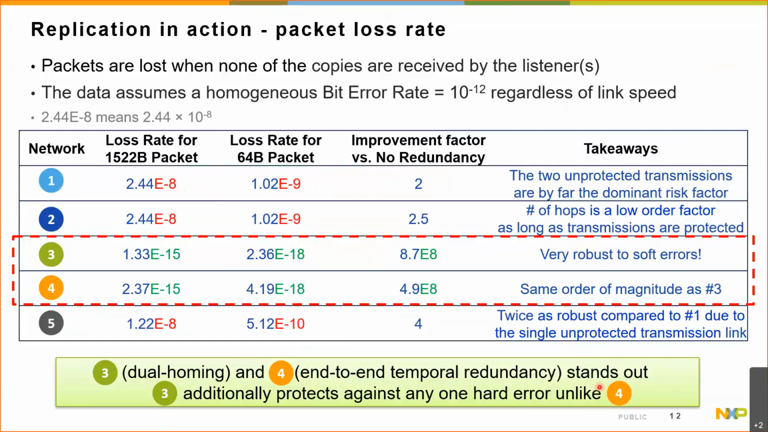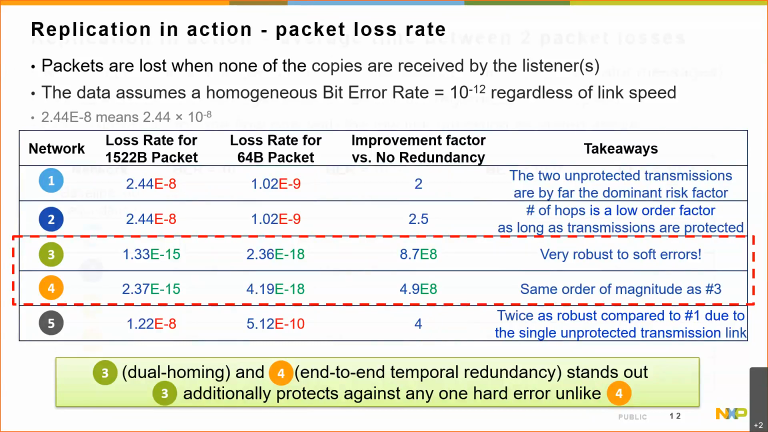Finally, the 5th solution that allows the use of a legacy ECU at the listener is a bit better than solutions 1 and 2, an improvement of a factor of 2, but still that's the same order of magnitude, and that's due to the final transmission from the last switch to the listener, which is unprotected.